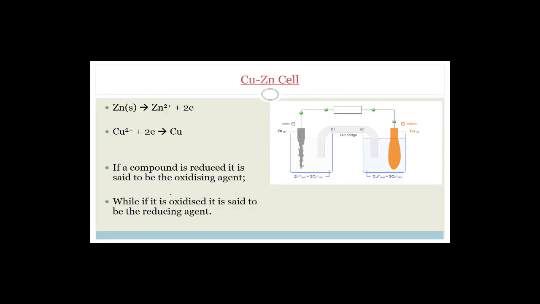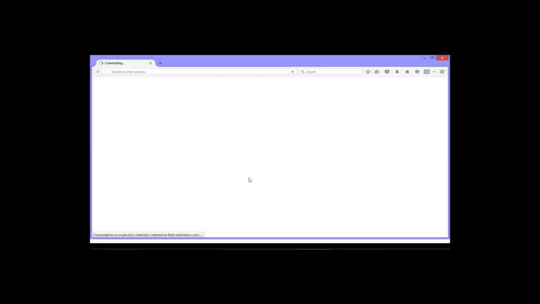Another example of this is a copper zinc cell. This is what a galvanic cell looks like, and you don't have to worry about that too much right now. I just want to talk to you about copper and zinc, and there's a little animation that I managed to get hold of. I just need to get to it, so you have to wait. Unfortunately my software doesn't allow me to write over it, so we just have to talk about it.